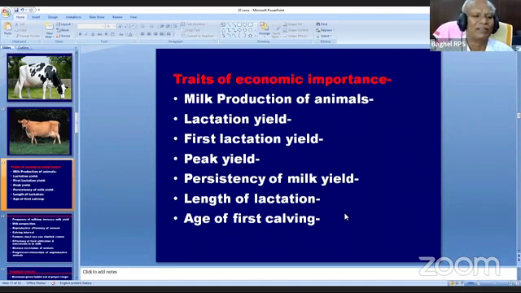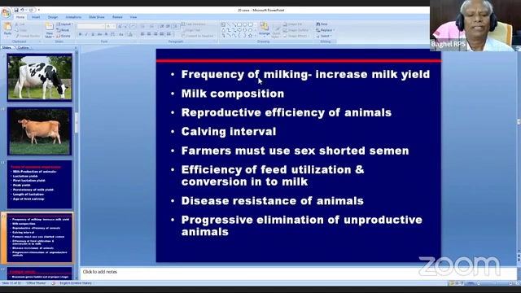Age of first calving. This is also a very important parameter for getting profit in dairy. If the age of first calving is much higher, then in the total lifespan the total number of calvings will be less and the total milk production of the animal will be less. But if the age of first calving is early, maybe around 2 years maximum, then that cow will be more profitable because it may give one more calf, so more milk production. This point should be remembered.